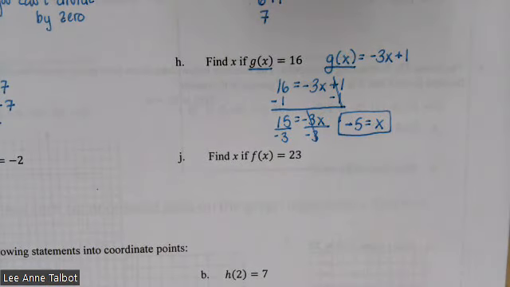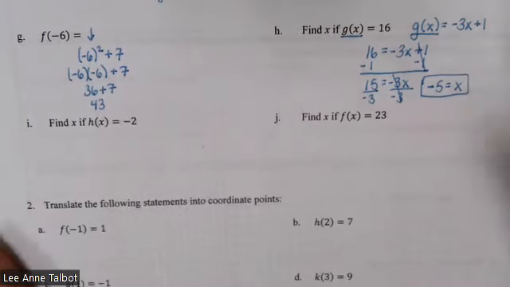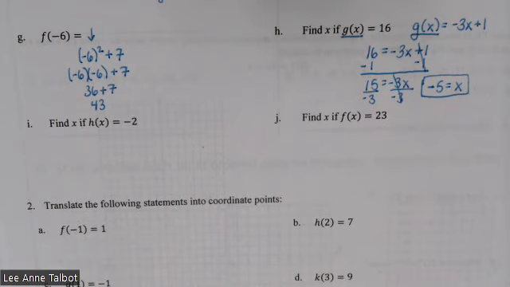Backward function machine. So now I have the input of negative 5. All right, you guys, I want you to try I and J, please. Remember, these are backward function machines. You equal it. You don't plug it in.